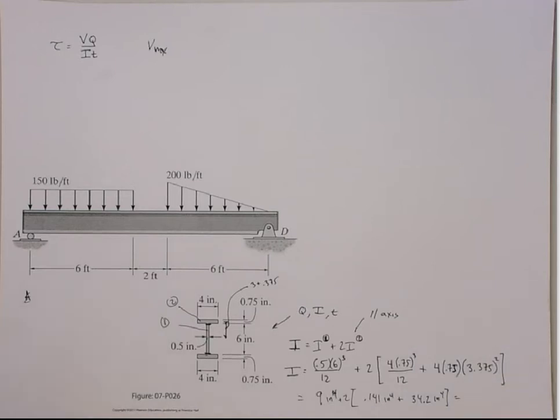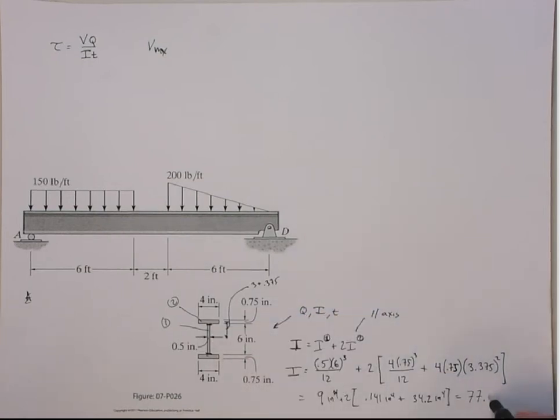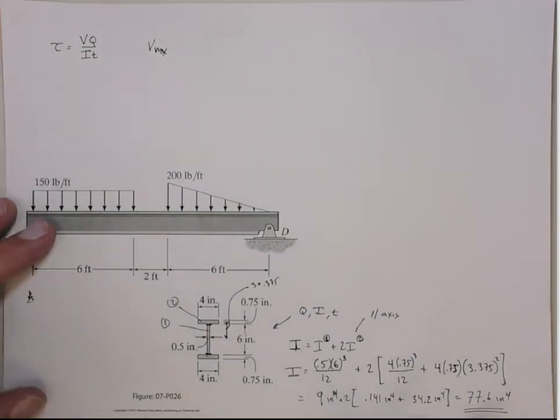Then we add those all together. Again, you can see actually the I of the flanges is 68 as compared to the I of the web, which is 9 inches to the fourth, right? So the web has very little effect in comparison to the flanges, but the area of the flanges really isn't all that much anyway, right? Okay, that's the I.